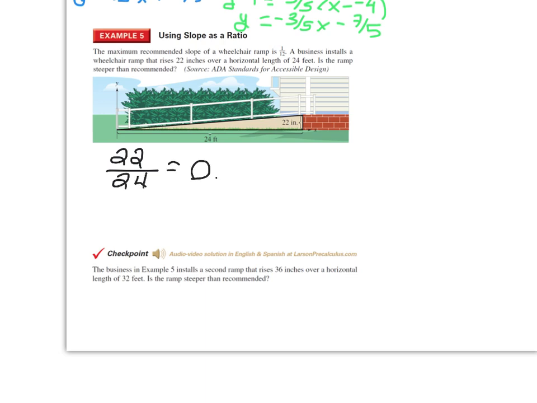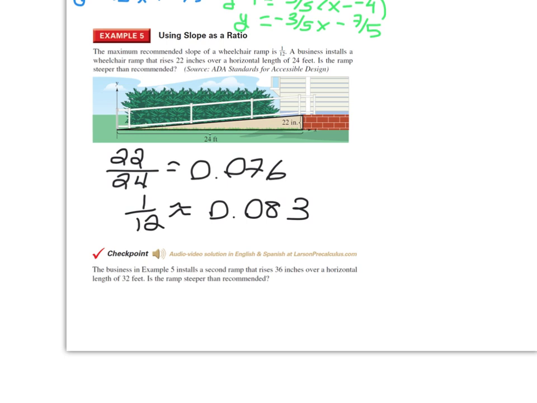So that's equal to 0.076. And for 1/12, the approximate value of that is 0.083. So what does that tell you? Does it work? The slope of the ramp is not steeper than what is recommended, so you're good.